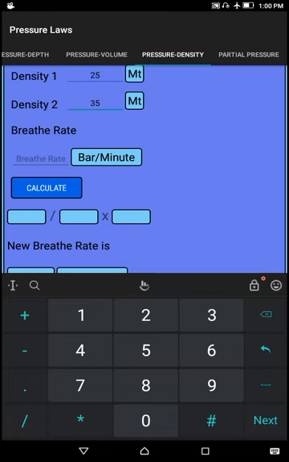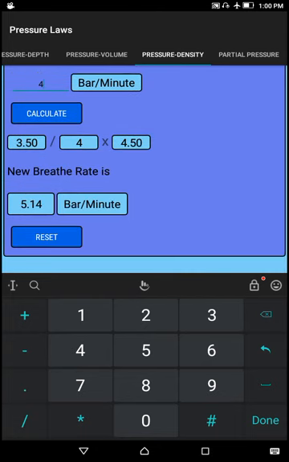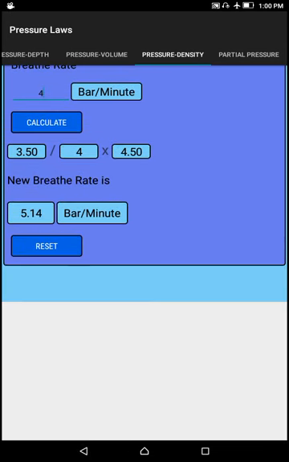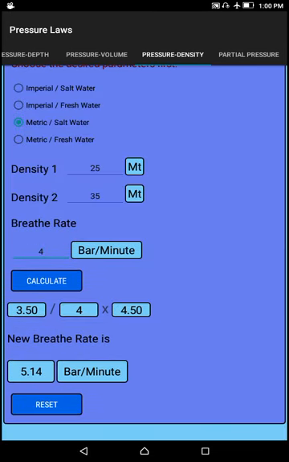Original, how many bars the diver press on 25 meter is 4 bar. Now I would like to calculate. So now I knew that the diver will press more, 5.14 bar per minute on the new depth, which is 35. Okay, I would like to do another one, but at this time it will be imperial.